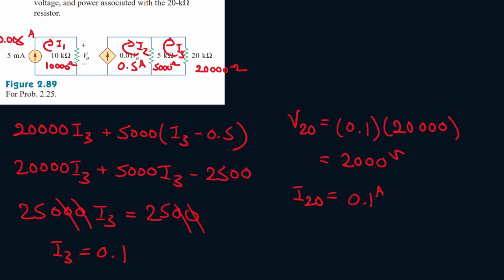Okay, now let's find the power. Let's call it P20. It's equal to V20 times I20, or I3. And V20 is 2,000 volts, and I20 is 0.1 amps, which is 200 watts. And those are your final answers.